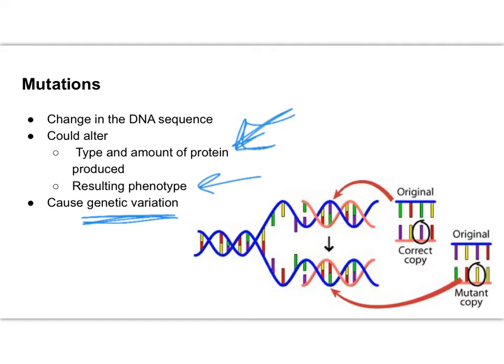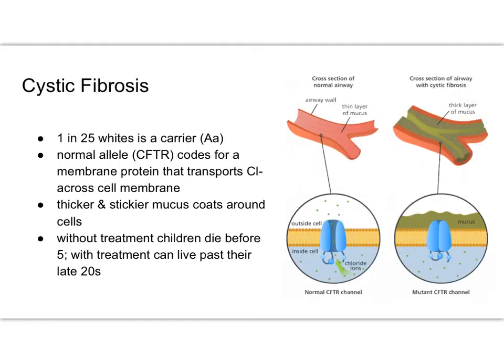Let's look at an example of one. So let's look at cystic fibrosis as an example of a disorder that's caused by a mutation, right? Because if I have normal functioning genes and they're producing normal functioning products, then I'm going to have normal function of the organism. But if I have a mutation that's affecting my proteins that are being produced, then I may not have normal function of the organism. So let's look at the cystic fibrosis example.